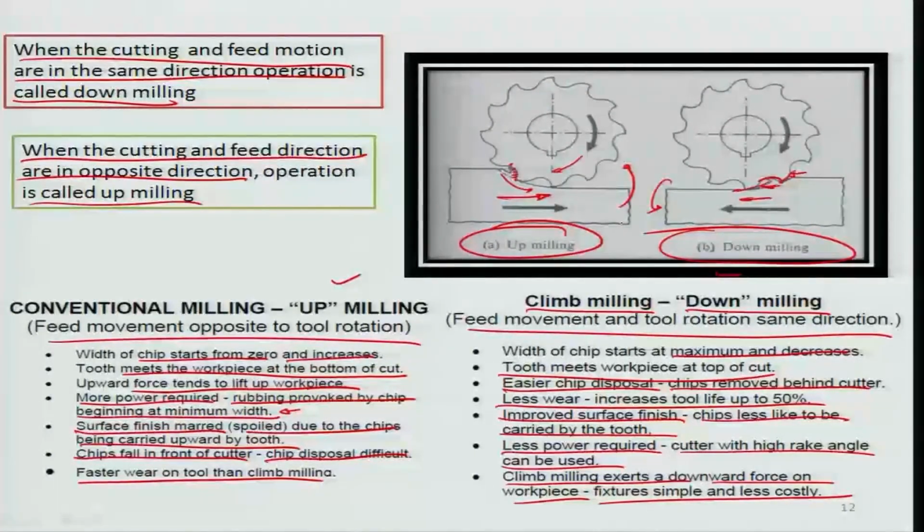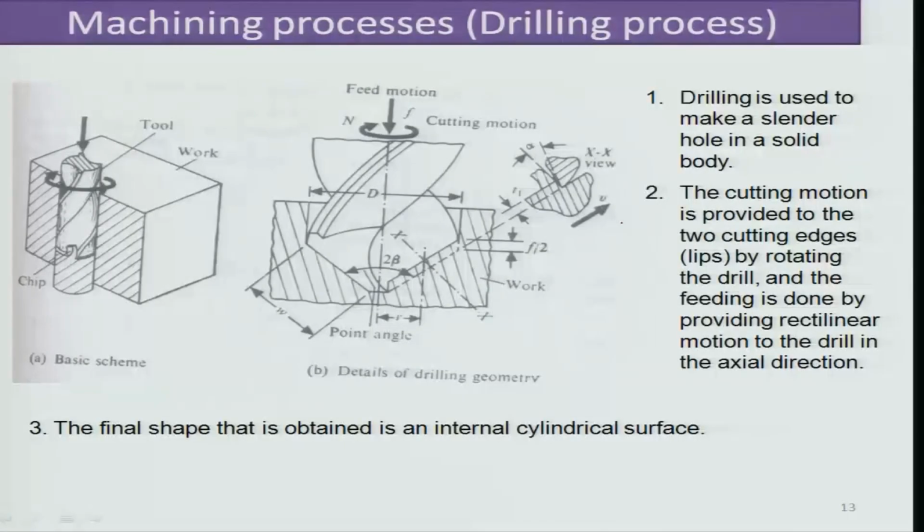So, in this case the fixture design cost is not very significant, because there is already a downdraft, or downward pressure on the workpiece, because of the relative orientation of the tool with respect to the workpiece. Having said that, let us now start looking into the mechanistic aspects of drilling.